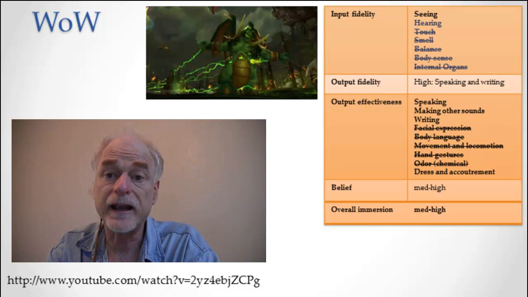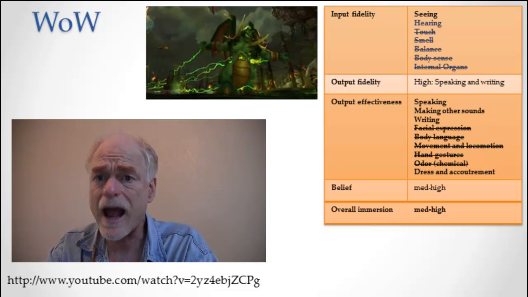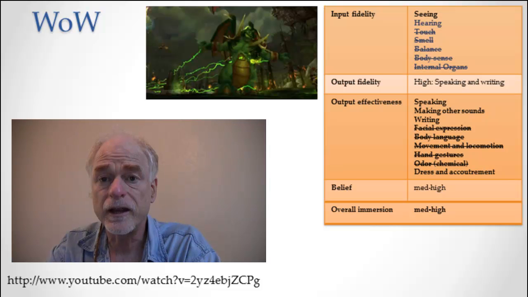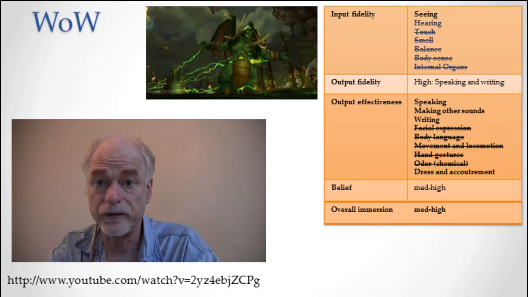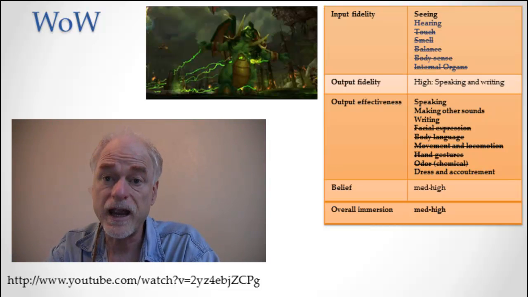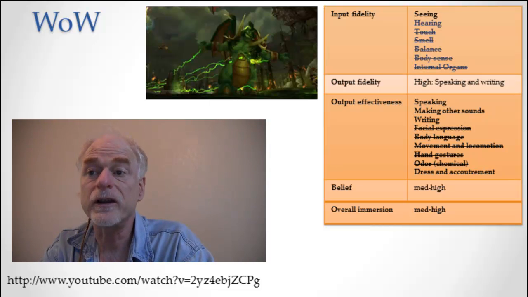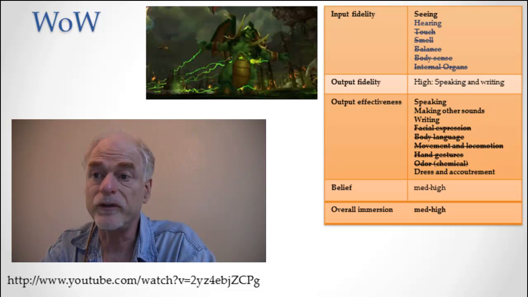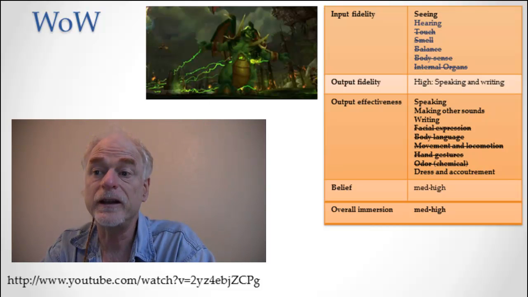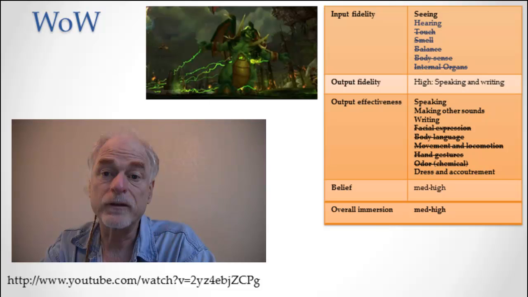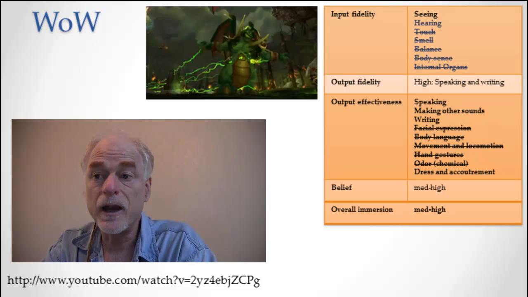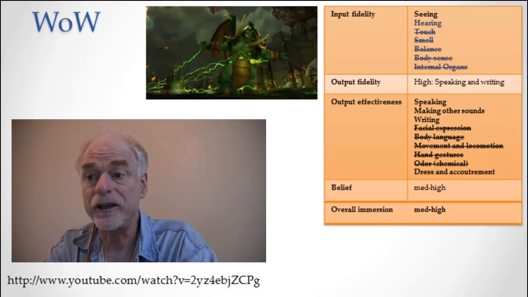How is it that sign language and vocal language, which are absolutely and totally different behaviors, can end up doing the same thing? It's because human beings can use more than one kind of behavior to get to a result. We have input fidelity on hearing and seeing, but none of the other ones are really represented. We have high output fidelity on speaking and writing. We have low output fidelity on movement, but we do have efficacy in movement.